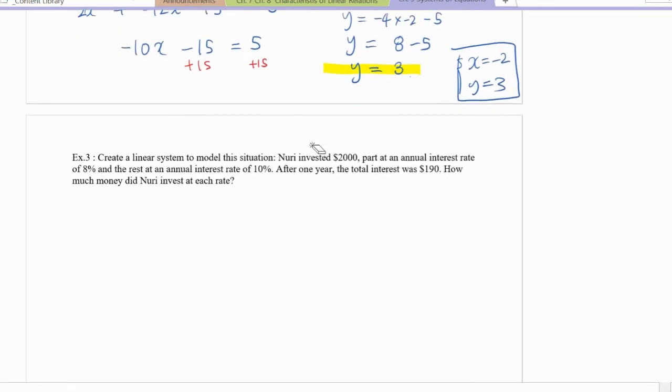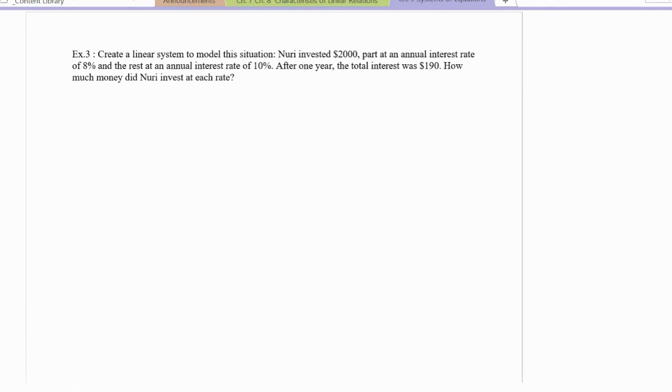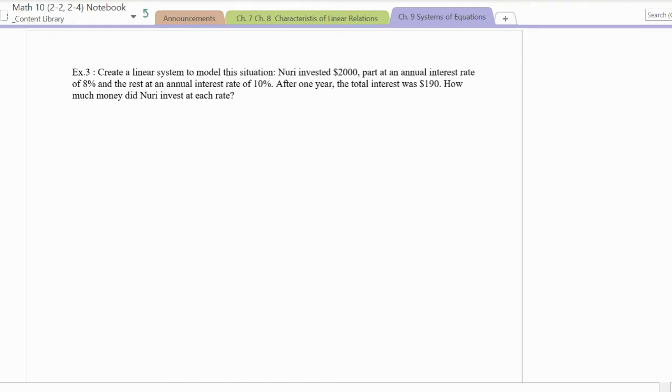Okay, let's move on to the next question. Create a linear system to model the situation. Nuri invested $2,000, part at an annual interest rate of 8%, and the rest at an annual interest rate of 10%. After 1 year, total interest was $190. How much money did Nuri invest at each rate?